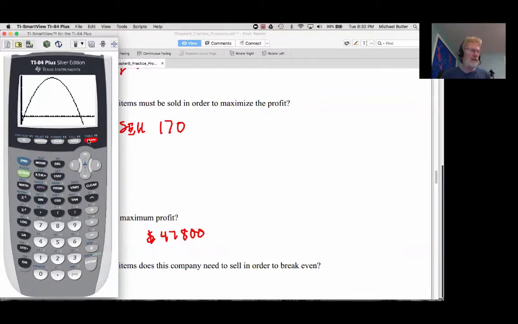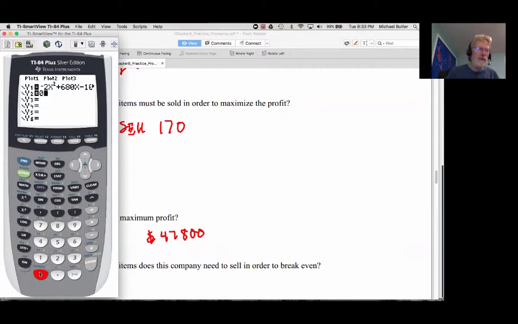Yeah, it looks pretty good, doesn't it? Okay, now what do we need? We need that point right there, don't we? Because that's our break-even point. So to help us find that, in Y2, we're going to put a 0 in.